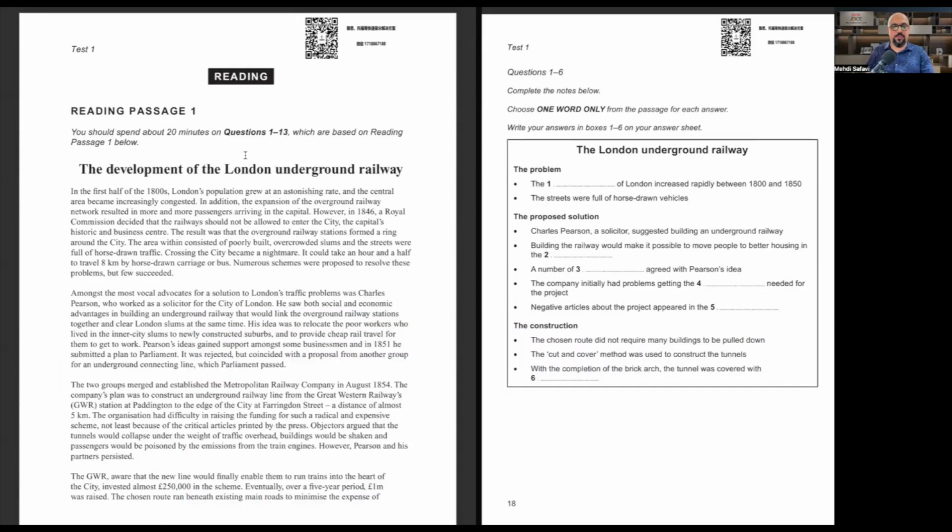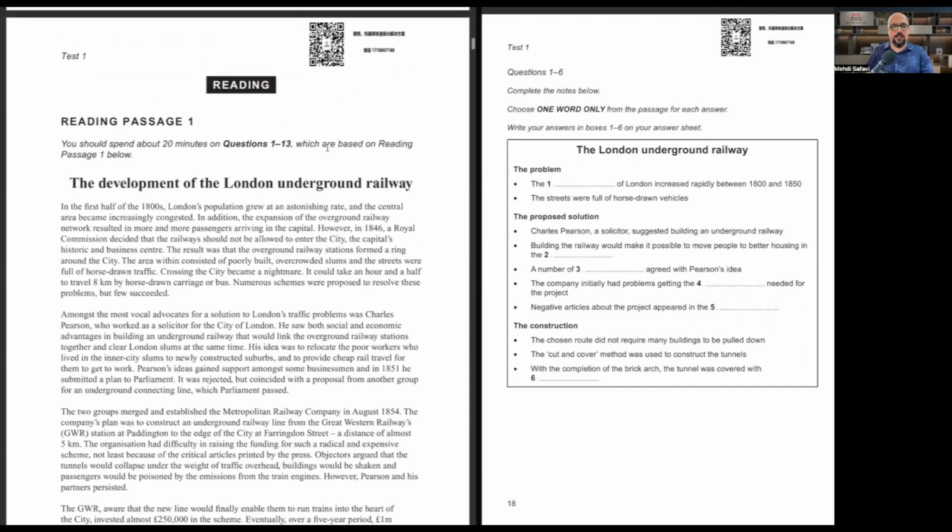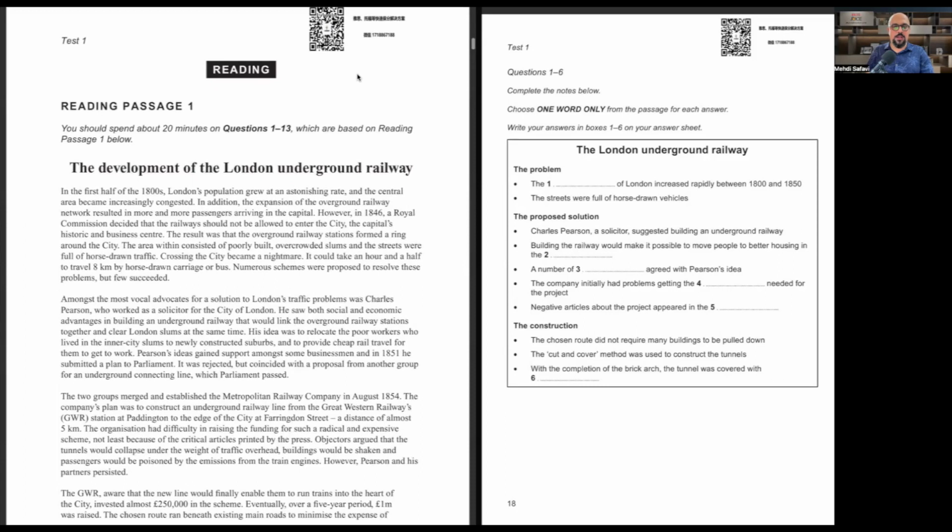You could do the same. You could open your own book or a PDF for that matter, and follow along with me. You can read along as I analyze the text and the questions for you.